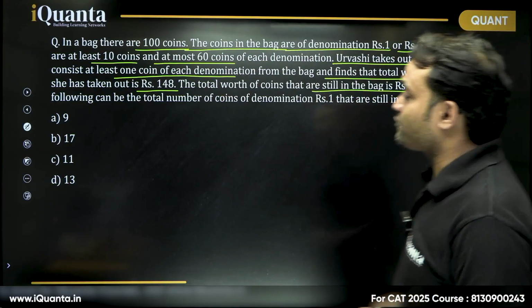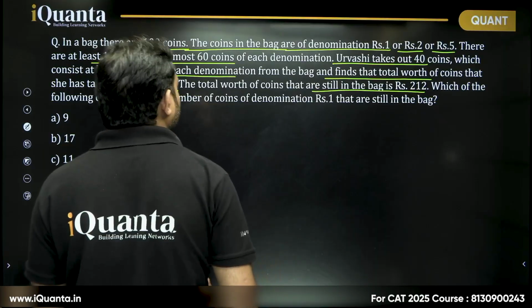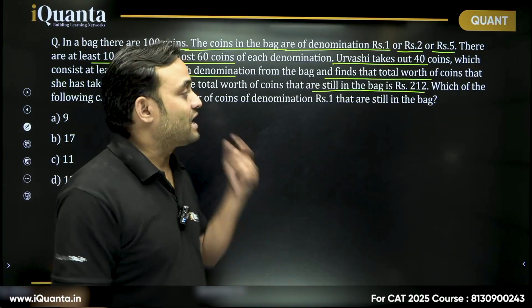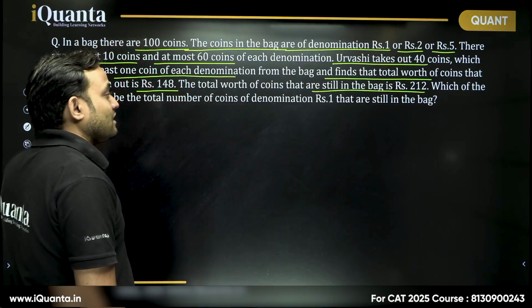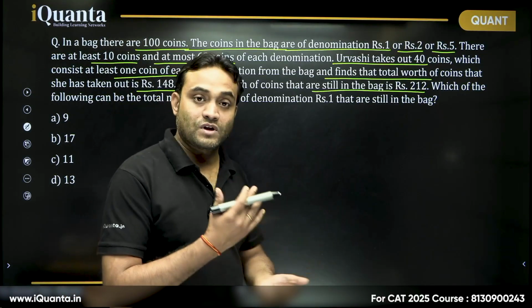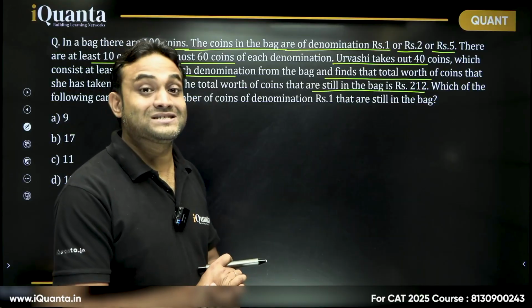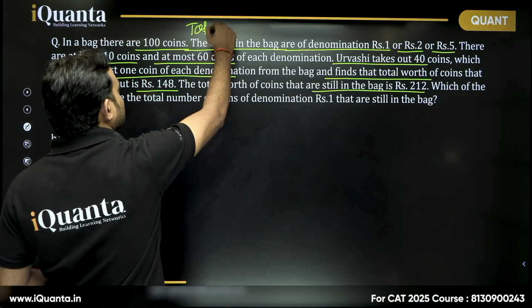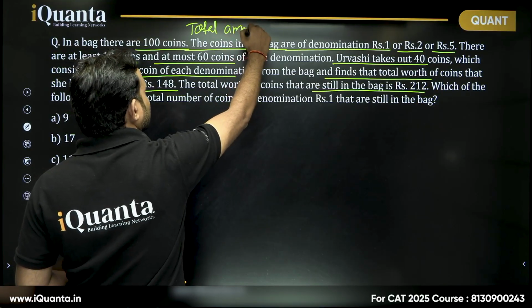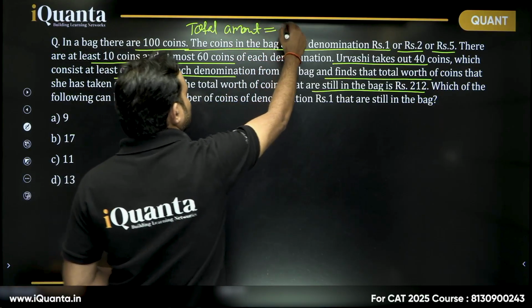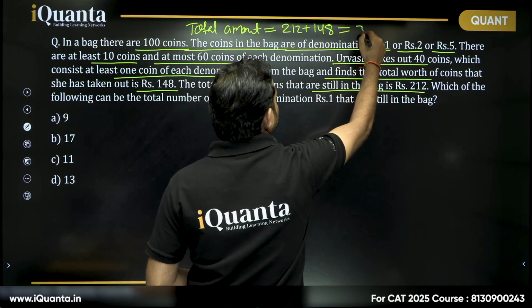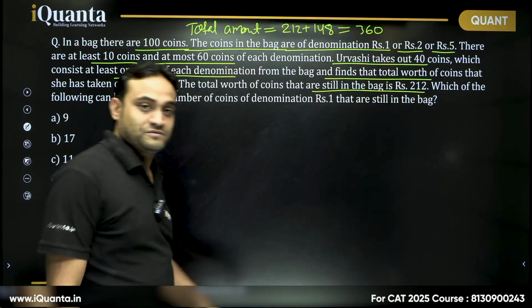Which of the following can be the total number of coins of denomination 1 rupee that are still in the bag? So what can we say? She has taken out 148 rupees and is still left with 212. So the total amount that we have here is equal to 212 plus 148, which is equal to 360 rupees.